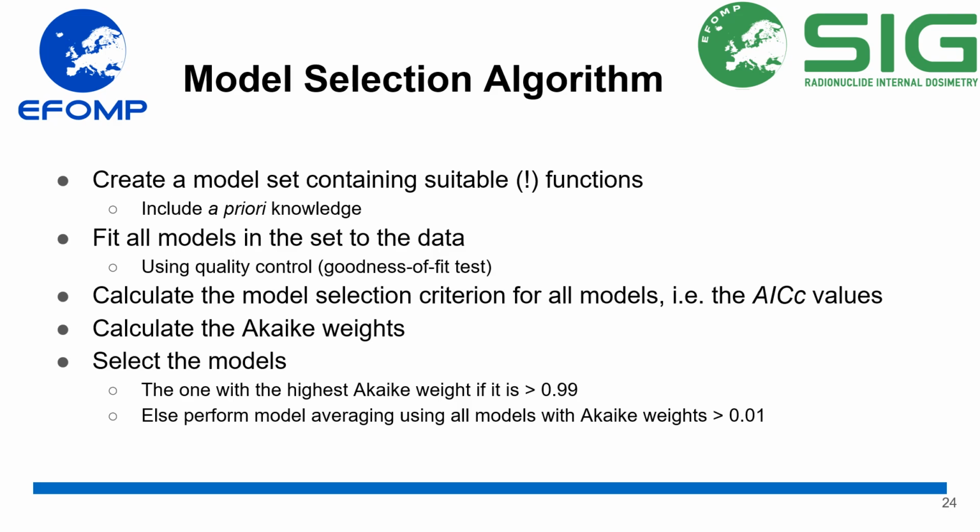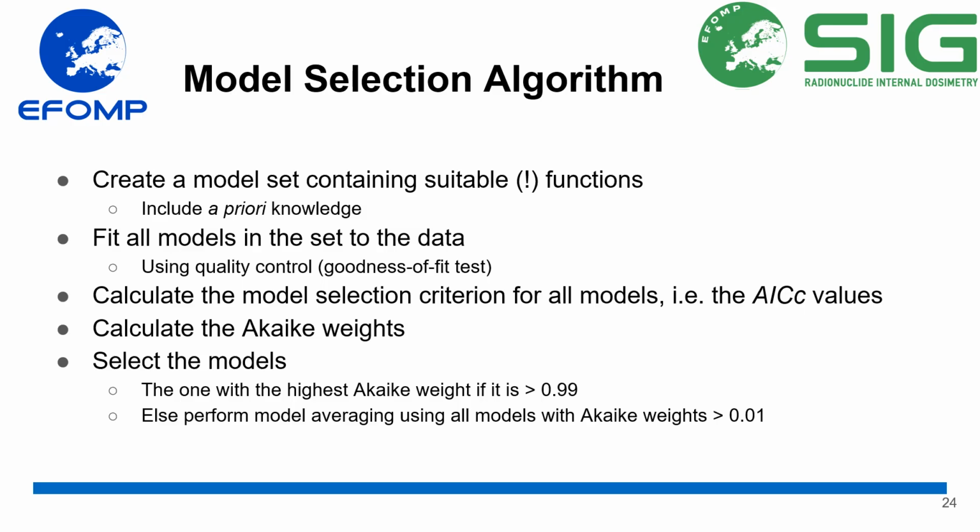So, how do we perform the model selection? First, create a model set containing suitable functions. Therefore, include a priori knowledge if it is available. Second, fit all these models to the individual data and use quality control for the fits. Third, calculate the model selection criterion for all models, that is, the AICc values. Fourth, calculate the Akaike weights for all the models. Finally, select the models.